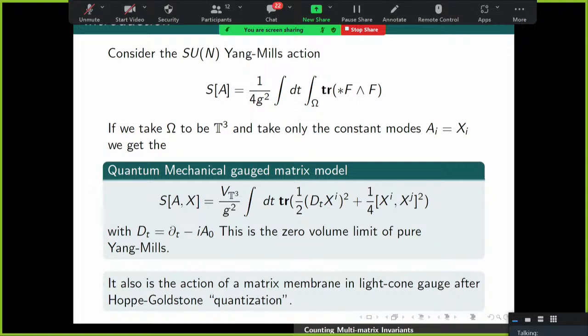The same action, as a curiosity, arises if you use light cone gauge fixing and Hoppe-Goldstone quantization of a membrane propagating in 3+1 dimensions. And that's also of interest. If I didn't do the Hoppe-Goldstone quantization, the d/dt would be a covariant derivative with volume-preserving diffeomorphisms.